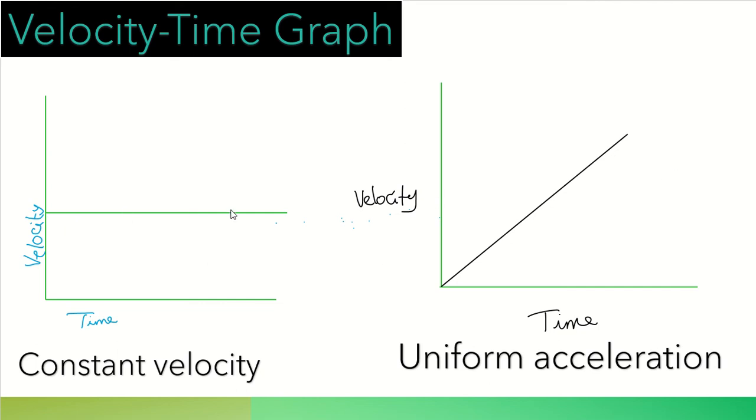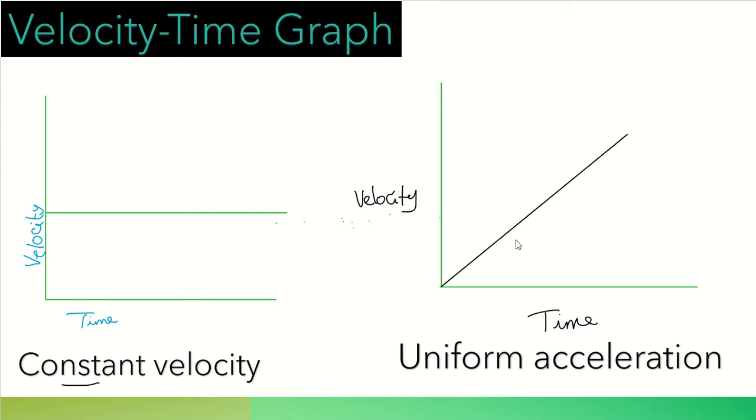There is no change in velocity, right? If there is a change in velocity, the velocity value should be changing, and accordingly the graph will be different. But here there is a graph which is parallel to the time axis, so that represents constant velocity.